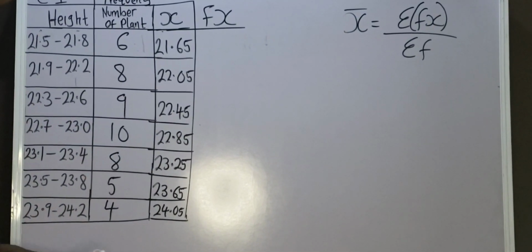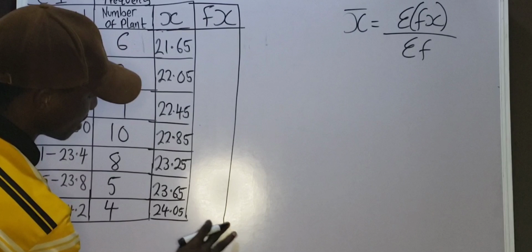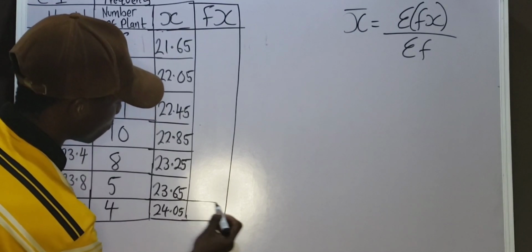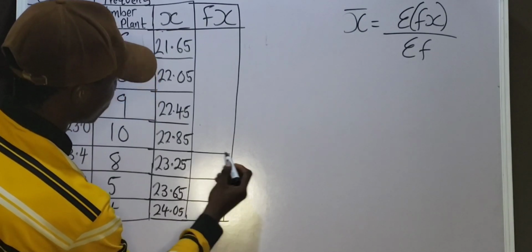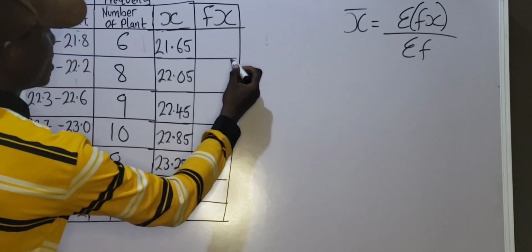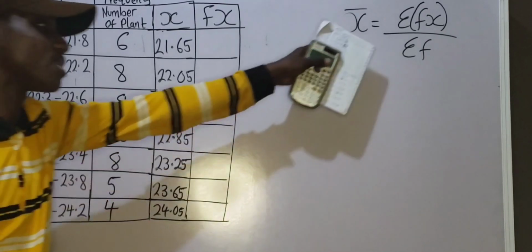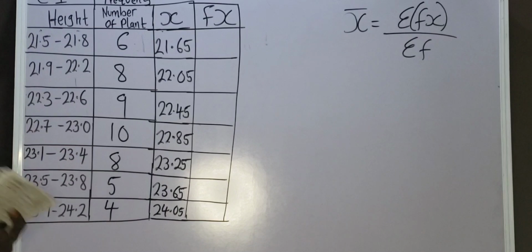Okay, so I'm going to have another column, which will stand for fx. Don't forget that fx means the product of the frequency and x. Please, I want you to pay attention. I start by telling you that you have to first remember your formula. I wrote the formula here: summation fx all over summation f.